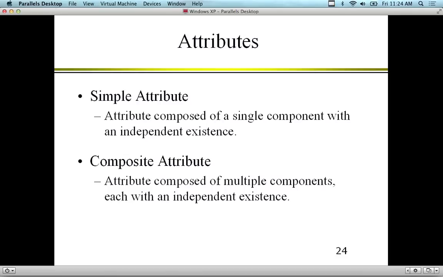We have simple attributes, and then we have composite attributes. A simple attribute is composed of a single component with independent existence. So for a student, it would be first name, last name. Those are simple attributes. Composite attributes are combined from multiple components or multiple characteristics within a given independent existence. A composite would be a combination of the first 4 characters of your last name plus your social security number or something. That would be a composite created by the database, actually.